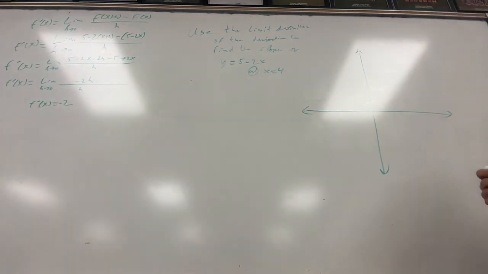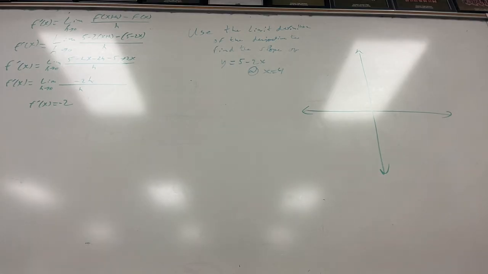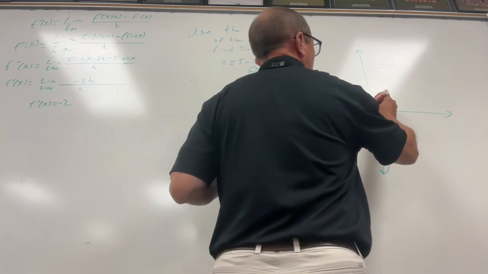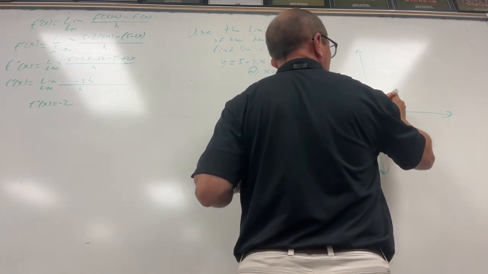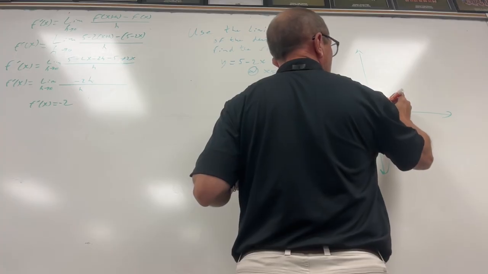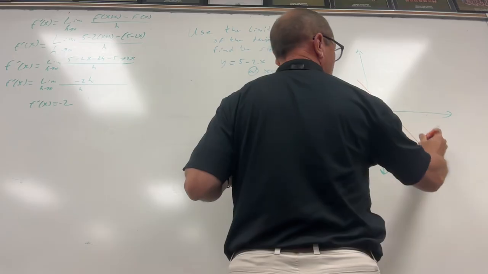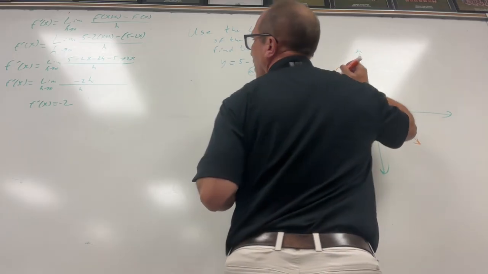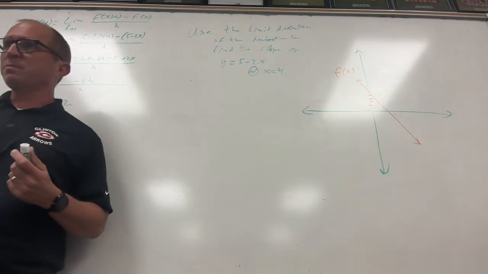Now, let's look at the graph of this real quick before we go further. We've got f of x equals 5 minus 2x. So we've got a y-intercept of 5 and a slope of negative 2, right? It's a line. Now, this is the graph of, and I call it y, but for the purposes of this graph that's f of x.